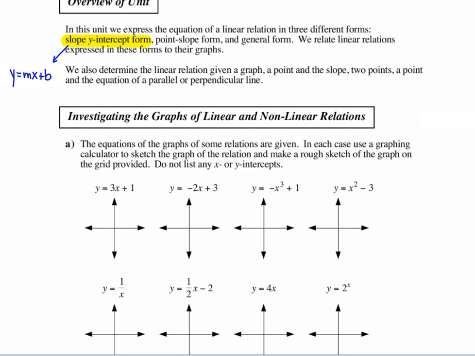We're also going to learn about point slope form, which will look like y minus y1 equals m times x minus x1. That formula is actually derived from the slope formula. It's very similar looking to the slope formula, so that's where it comes from. And then general form. General form is ax plus by plus c equals 0. Okay? So we're going to write our equation of lines in these 3 forms.